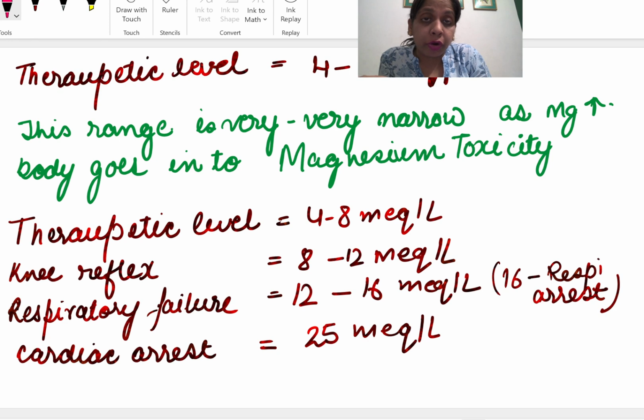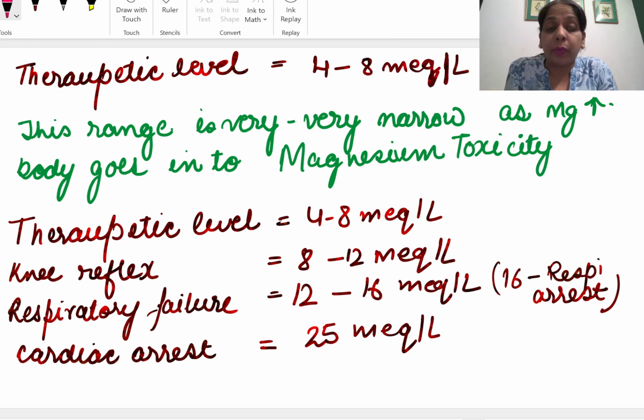Yesterday many of you did it wrong. 4 to 8 milliequivalents per liter is the therapeutic level. It is just the table of 4. 8 to 12 is loss of knee reflex. Respiratory failure occurs at 12 to 16. At 16 is the last value before respiratory arrest, and cardiac arrest occurs at 25. So the first sign of magnesium toxicity is loss of knee reflex. This magnesium is the most important topic of preeclampsia.